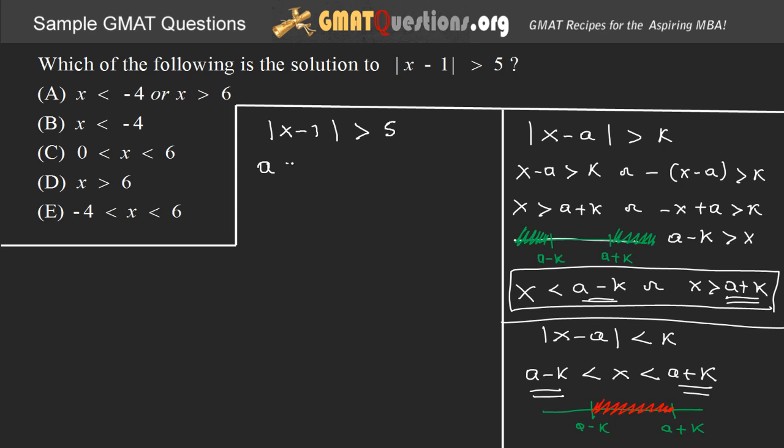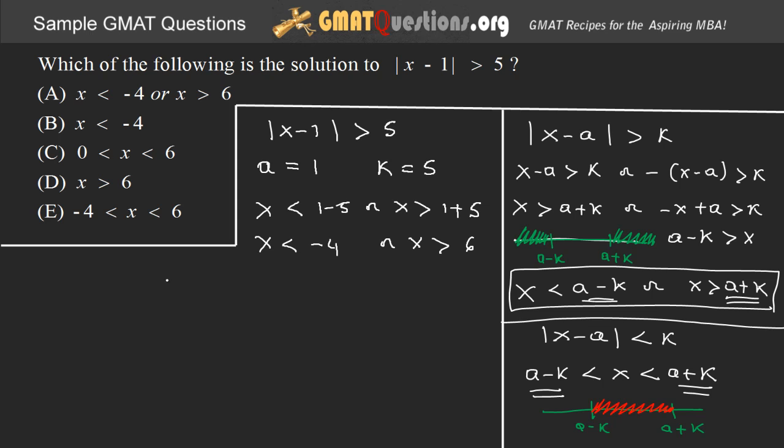Basically, our a here, you've got to know, is 1. It's the opposite of what you see. If you were to solve x minus 1 equals 0, x would be equal to 1. And that is our a. Our k is clearly 5. So, x has to be less than a minus k, 1 minus 5, or x greater than a plus k, which is 1 plus 5. And that's it. x less than negative 4, or x greater than 6. Isn't it great?